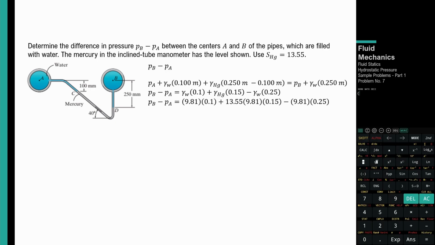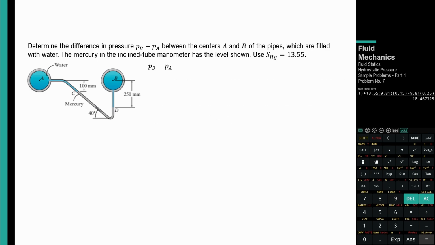So 9.81 times 0.1 plus 13.55 times 9.81 times 0.15 minus 9.81 times 0.25. So therefore, the difference in pressure between points B and A is 18.4673 kilopascals.